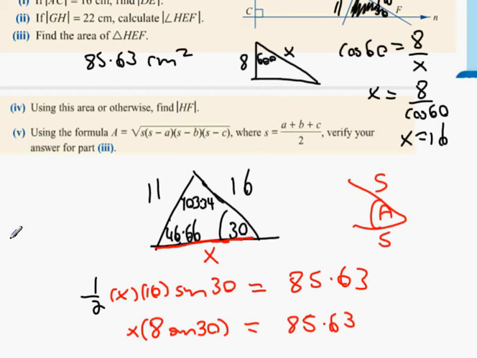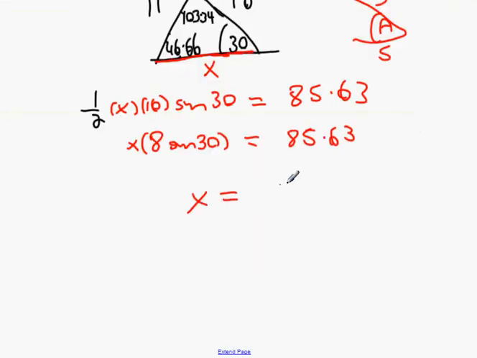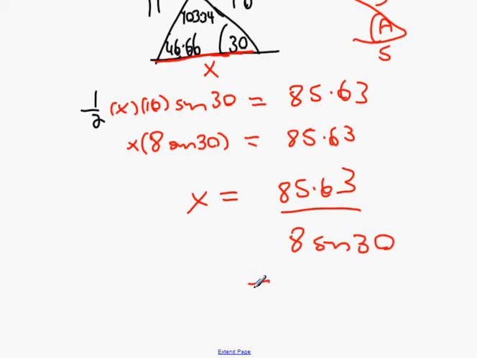So what you're going to get here, guys, is x equals 85.63 divided by 8 sine 30. What do you get? 21.4. Now, for completion's sake, we're going to run this using the sine rule as well, just to prove it's the same thing. Remember, 21.4.